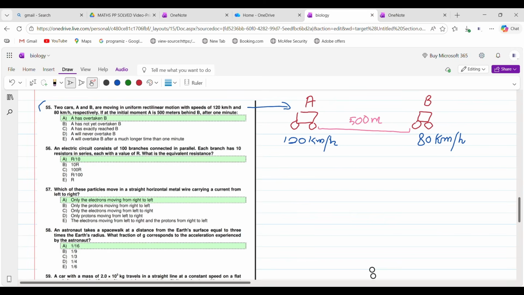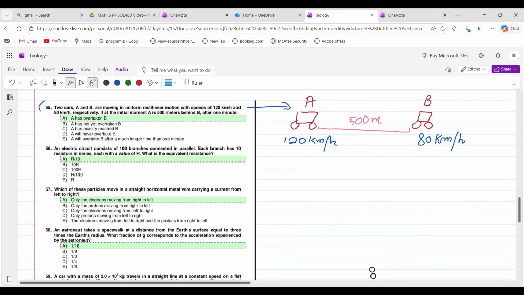Okay, so now after 1 minute, what is going to happen? Will A be with B, or will A be overtaking B, or will B still be in the lead? We just have to see what will happen after a minute. So basically here comes the concept of relative motion.